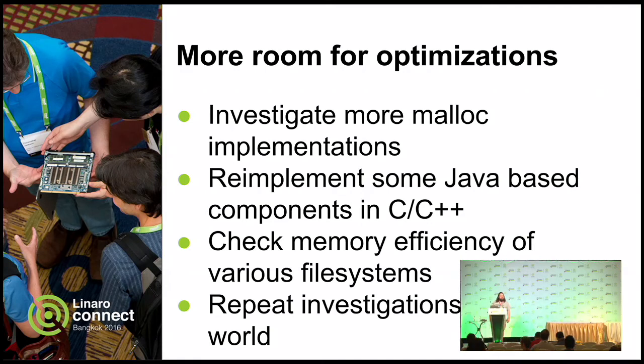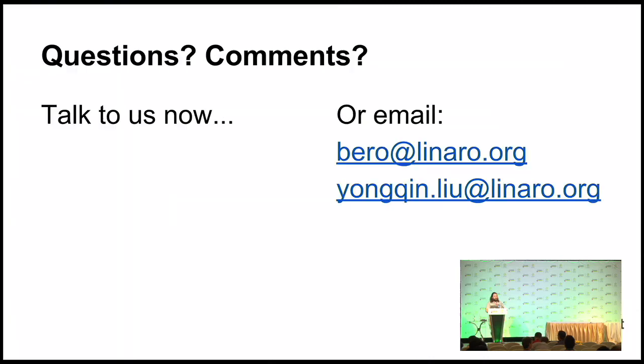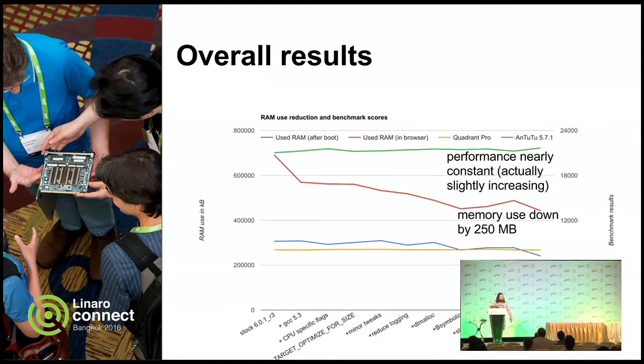So have you measured what the performance drop was? Your plot shows that memory reduced, but have you measured for each step what was actually a performance drop? Yeah. And the interesting thing is performance remained pretty much the same. If you look at this, the green line is benchmark results from Antutu, and the orange line is benchmark results from Quadrant Pro. So some optimizations made it go up a little, some made it go down a little, but overall performance remained pretty much constant.